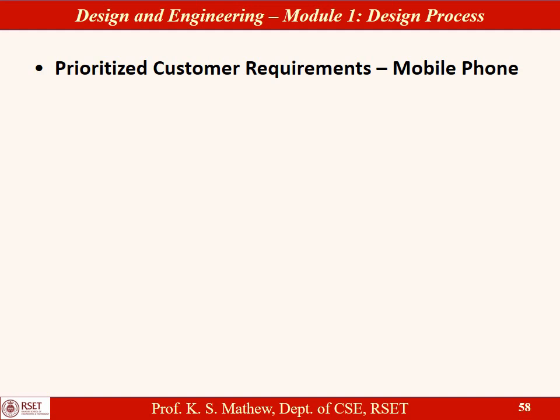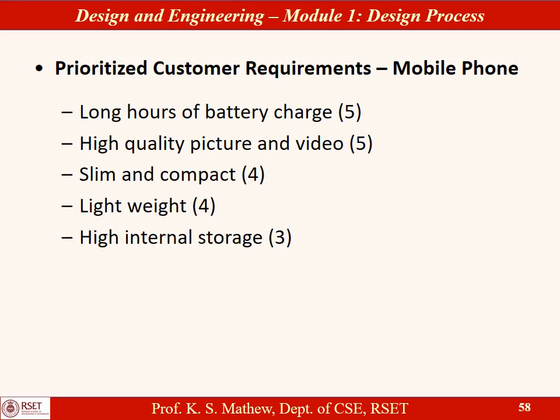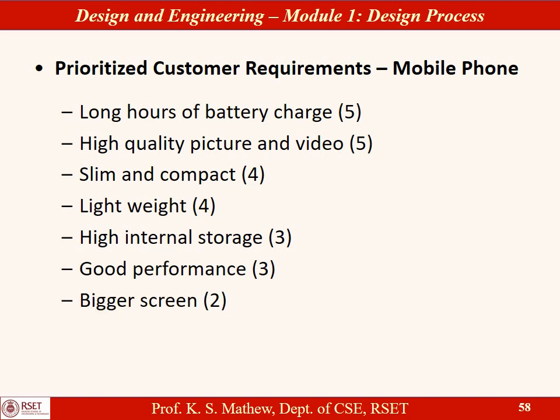Another example of prioritized requirements, for a mobile phone: long hours of battery charge, high quality picture and video, slim and compact, lightweight, high internal storage, good performance, bigger screen, built-in apps.